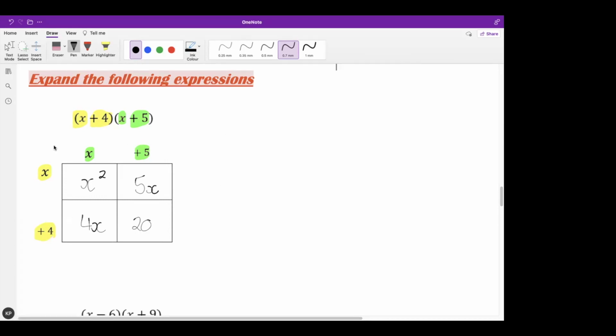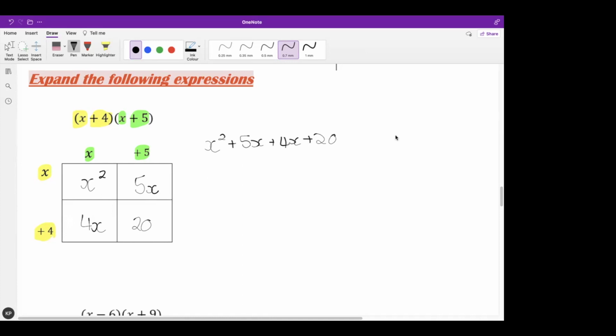Once you do this with the block method, you are not done yet. There's a lot you can still simplify here. You can now rewrite this as one expression. You're going to write everything that's in the blocks. So that's x squared plus 5x plus 4x plus 20.